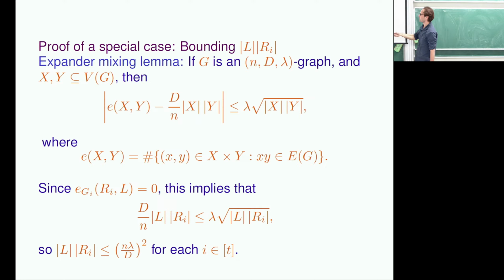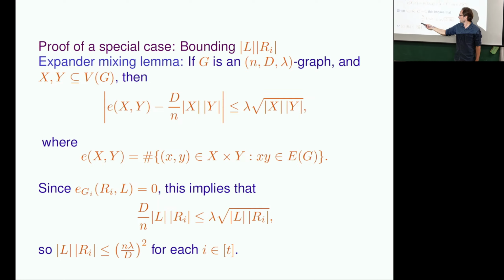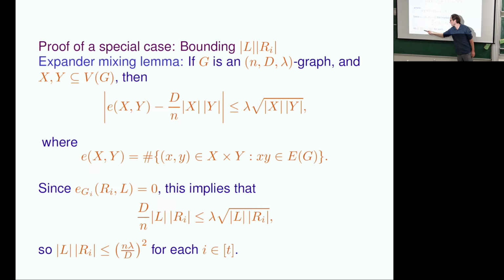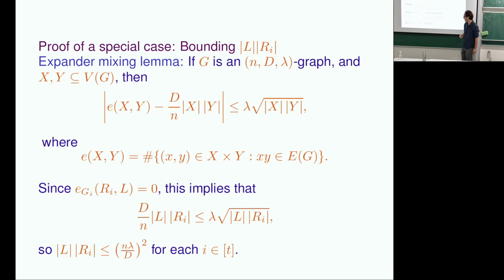So we know that there are no edges between Ri and L. That means that d divided by n times |L| times |Ri| is less than lambda times the square root of |L| and |Ri|. This is just the expander mixing lemma, because the edge count is 0. And so in particular, if you solve this, the product of |L| and |Ri| is less than n times lambda divided by d, squared, for each i.